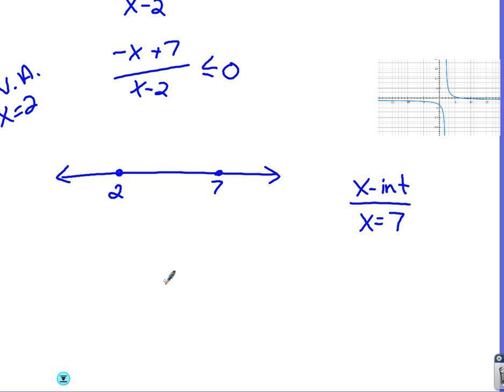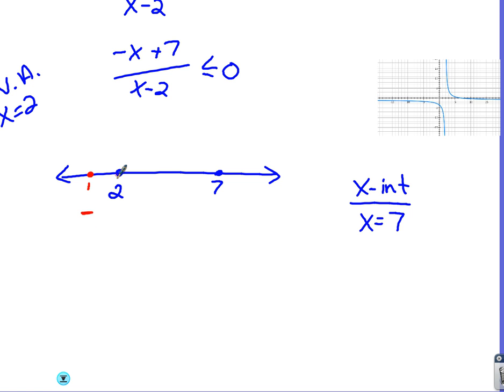Here's how I do it. I take numbers in these intervals, like 1. 1's over here somewhere, and plug it in. And I see, is it positive or negative? Because when I plug in 1, I get 6 and negative 1. That's a negative number, right? That means my graph's down there. It doesn't matter what number you get, a negative number means over here your graph is down here.